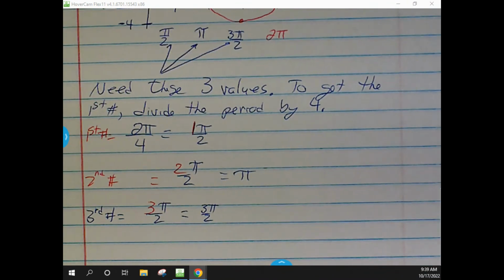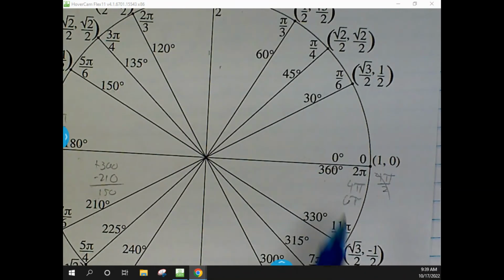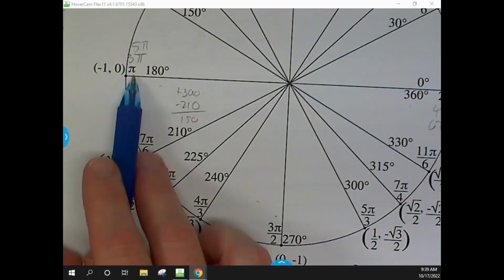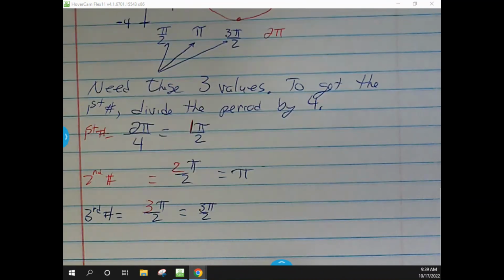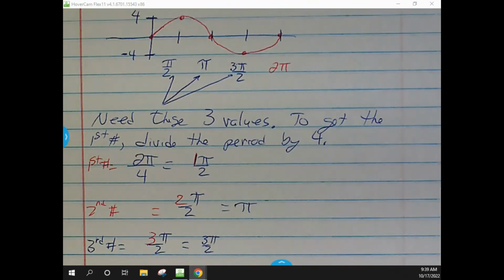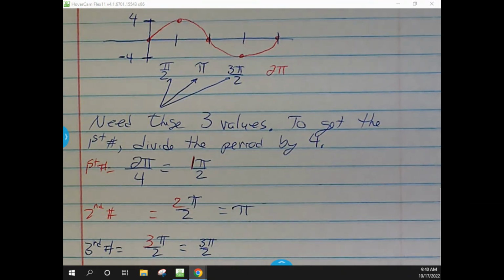Now, somebody may be saying, well, that's the same numbers from the unit circle, because we had pi over 2, 2 pi over 2, which was just pi, and then 3 pi over 2. It's not going to be that way every single time. We're just using this one to make sure that we get some easy numbers here, and we'll change that in just a second. But it should always work out.